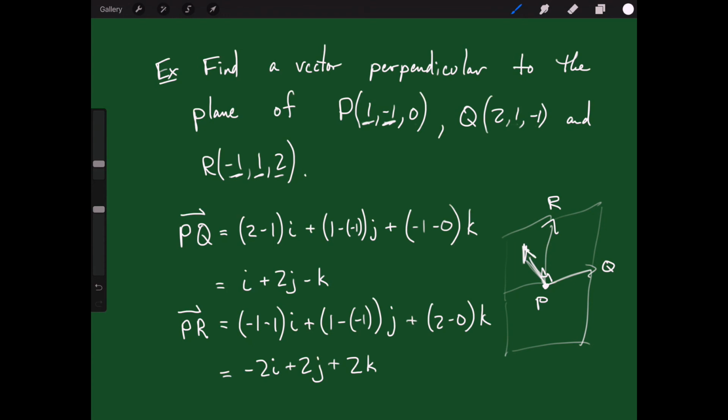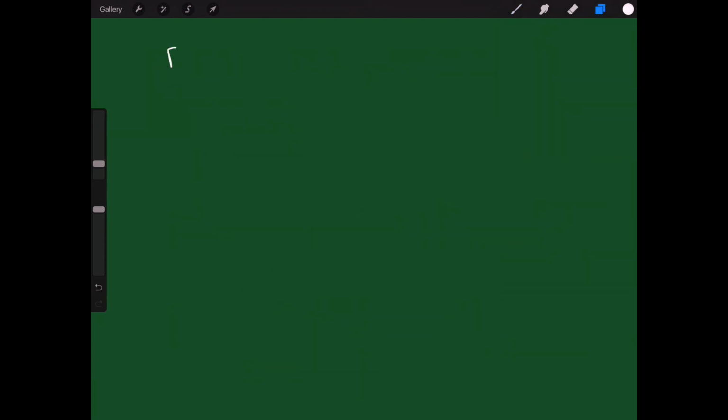So what we know is if I cross two vectors, I get out a vector that is perpendicular to both of those vectors, and in this case, to the plane. So if I can cross PQ and PR, I'll get another vector that's perpendicular to that plane. So let's do it. Okay, so I want to cross PQ with PR.